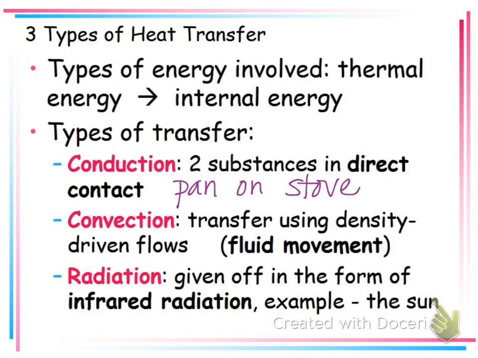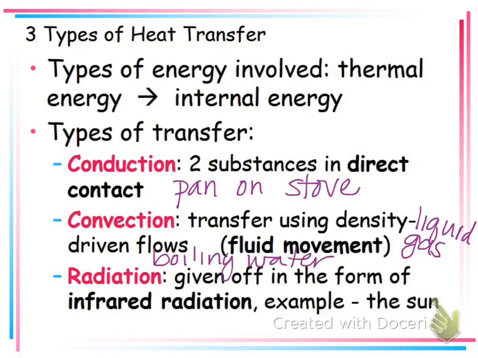Convection is the transfer using density-driven flows. It is for fluids. That means liquids and gases, not liquids and solids. Those are going to be density-driven. An example of that is boiling water. So if I put water in the pan that I put on the stove, the pan heats up because of conduction, but the water starts to boil because of convection currents.